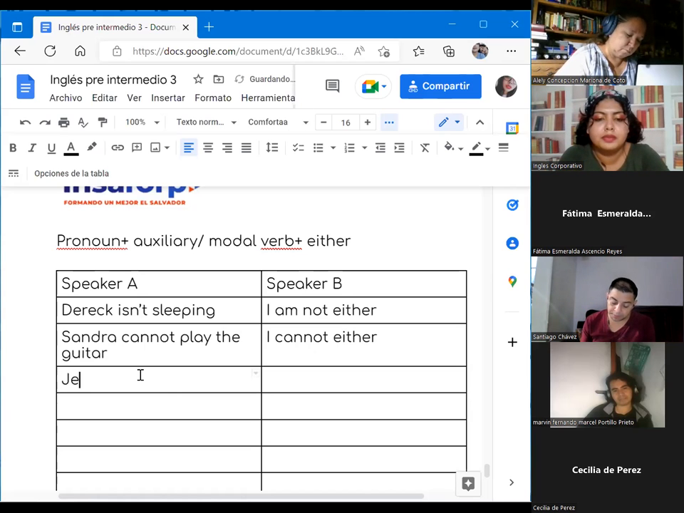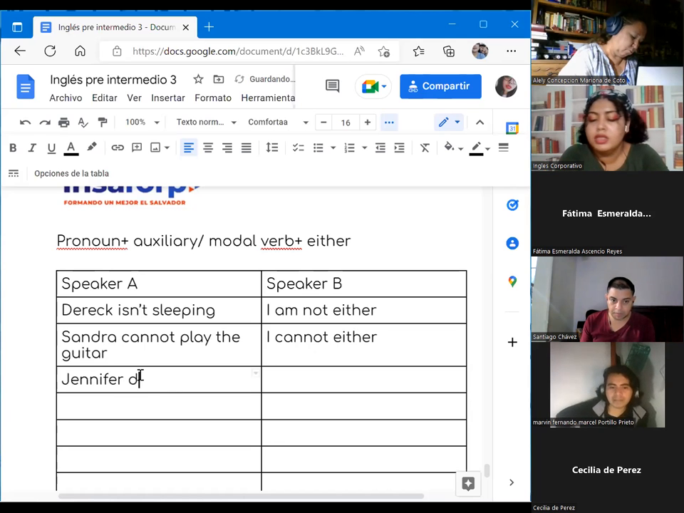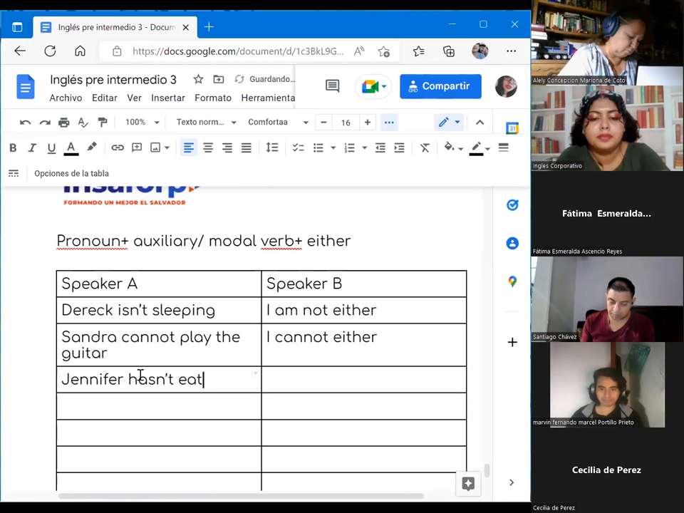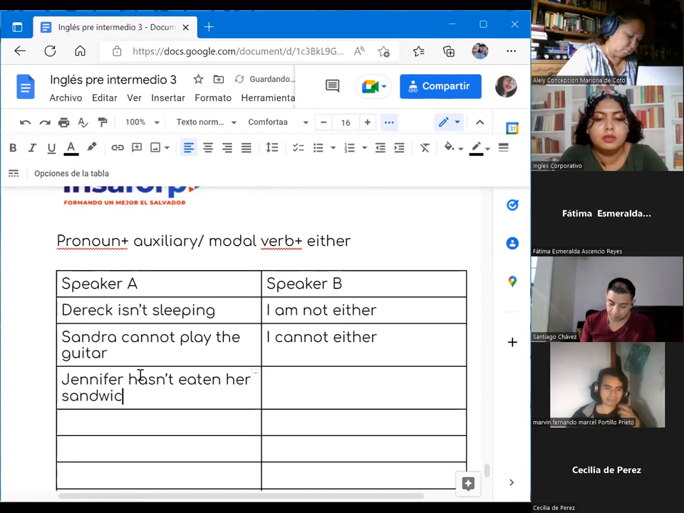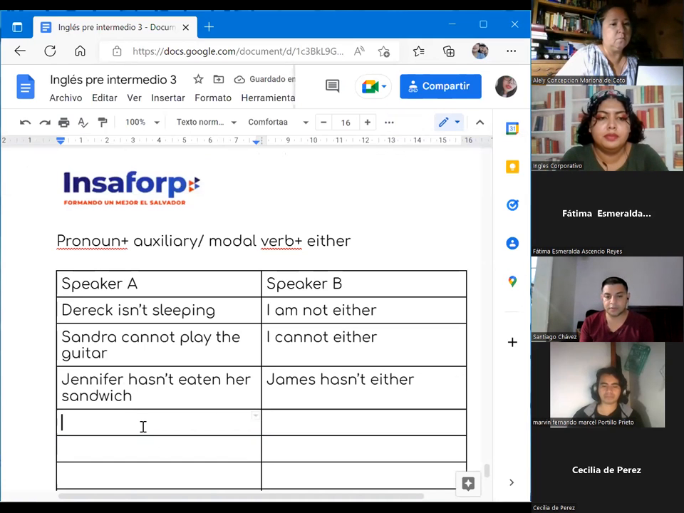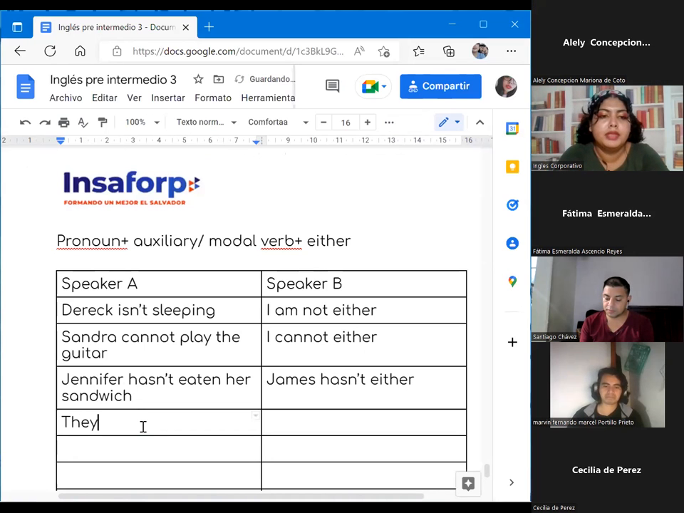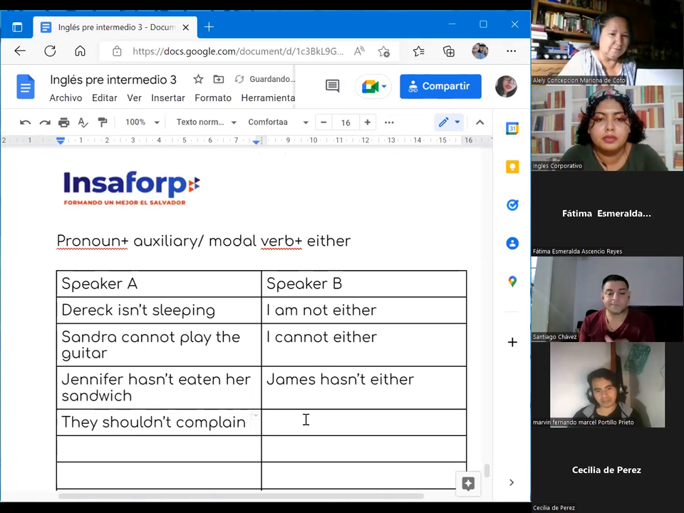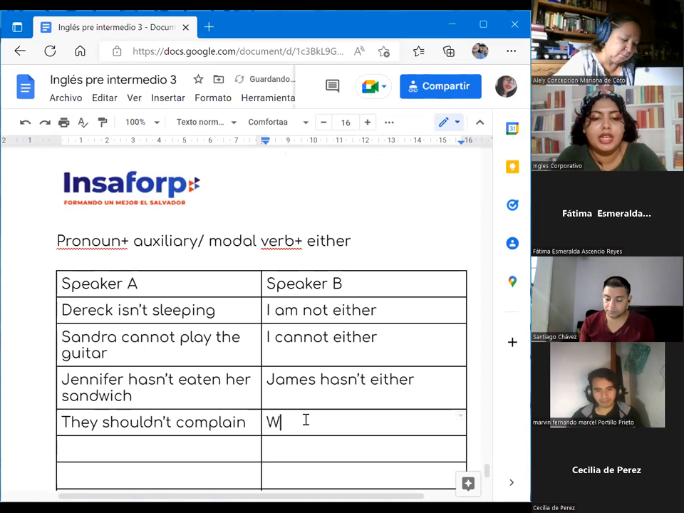Jennifer hasn't eaten her sandwich. And my answer is James hasn't either. Then we have they shouldn't complain. We shouldn't either.